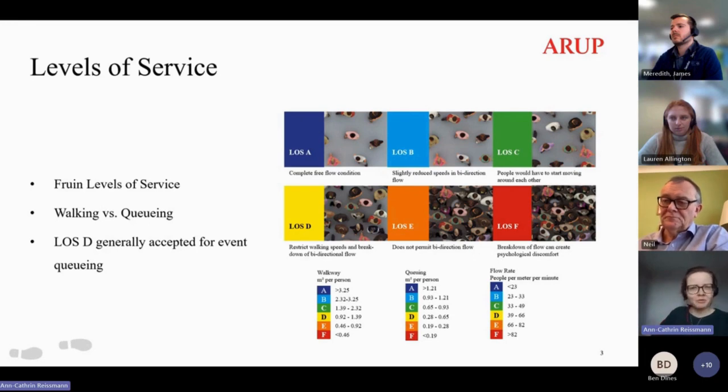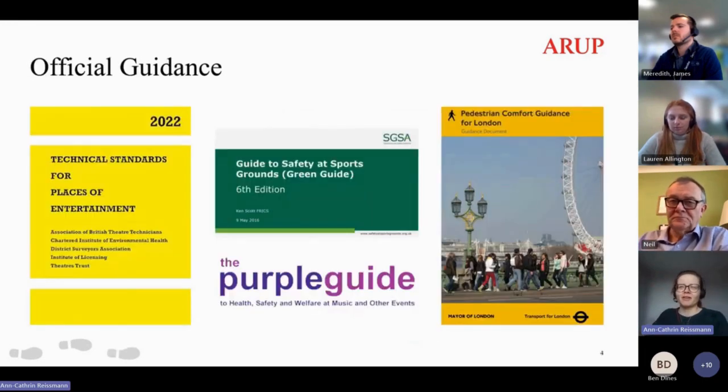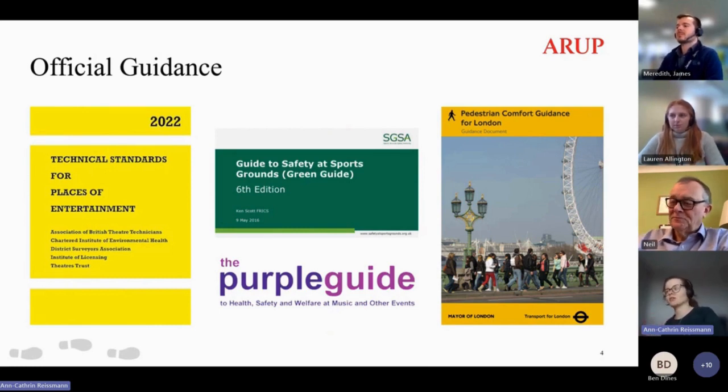But as with many things in the transport planning world, there are a lot of guidance documents. Depending on the type of event that you have, there's the yellow guide for theatres, the green guide for sports events, the purple guide for music events, and just generally the pedestrian comfort guidance for London, which also is used in other parts of transport planning.